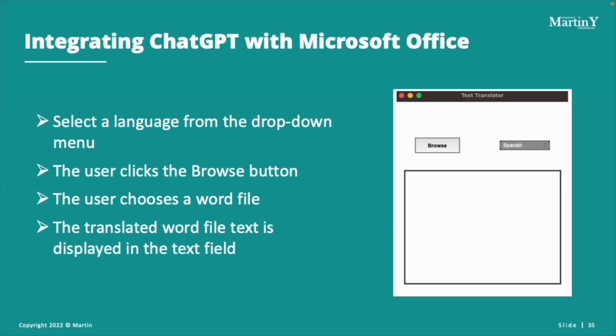Then you have the browse button, and with this button, once you select it, okay, you'll be able to choose a Word document that has some text inside, right? And finally, once you choose the Word document, okay, then the translated text will be shown in this field right here. Okay, so this is the idea.